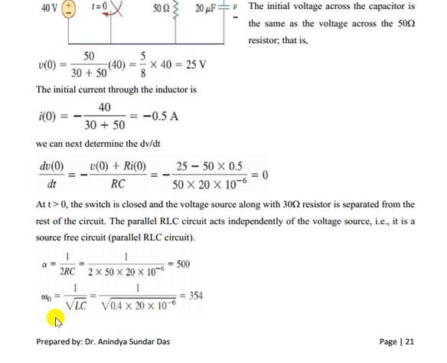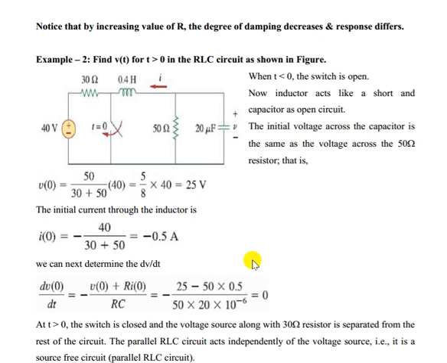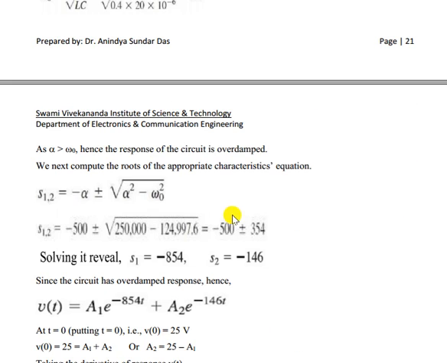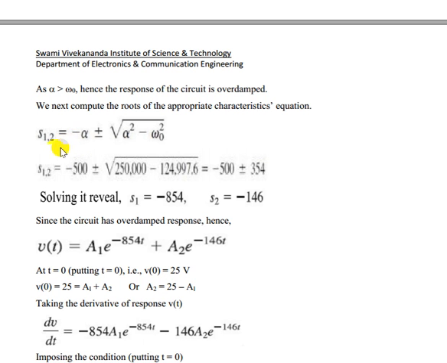Now we have to find out alpha and omega 0, so that we can find out what the response will be. So 1 by 2RC, 1 by root of LC, we got this value. So we can see alpha is greater than omega 0. So this is the over damped case. Now if you solve for the roots S1, S2, that is minus alpha plus minus root of alpha square minus omega 0 square, we got this value. Okay. So solving, we got S1, S2 value.